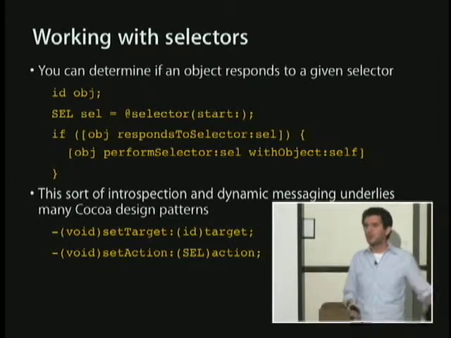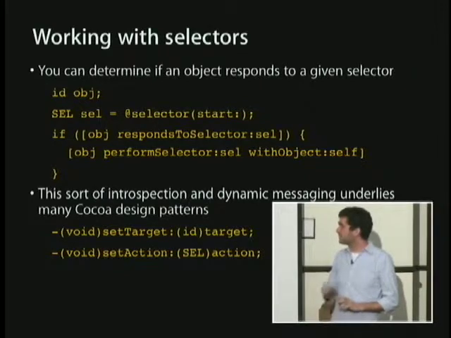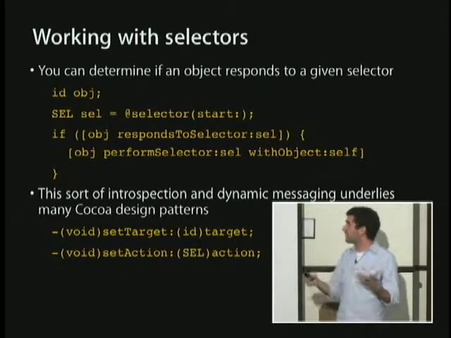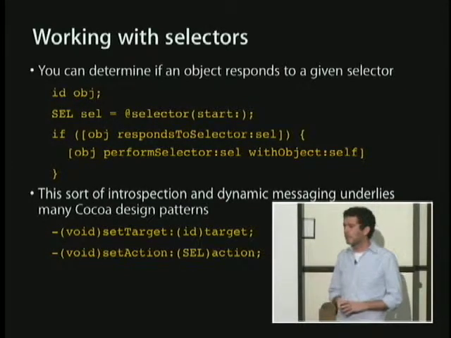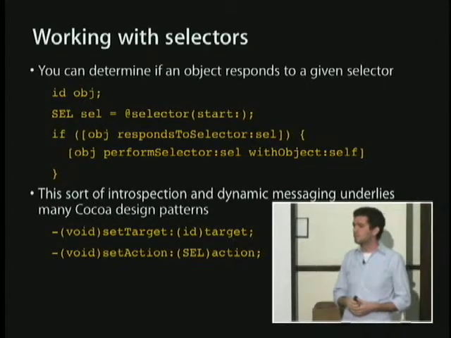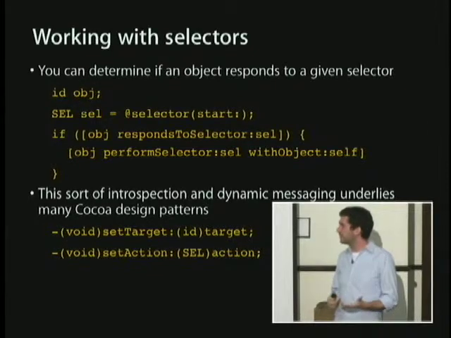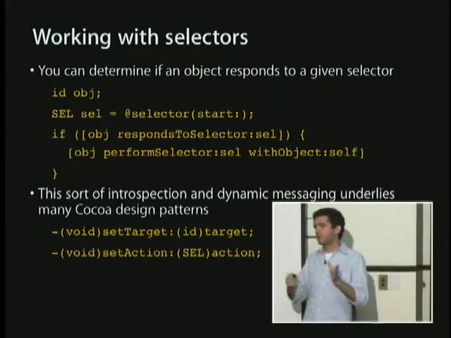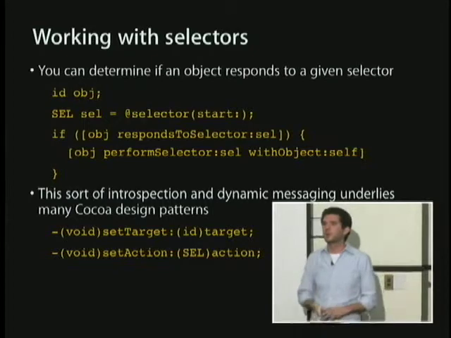It's presumably safe to call it. So then we can tell the object to perform that selector. And since it also takes an argument, we're going to tell it to perform selector with object self. And that's equivalent to having called obj start: self in square brackets.